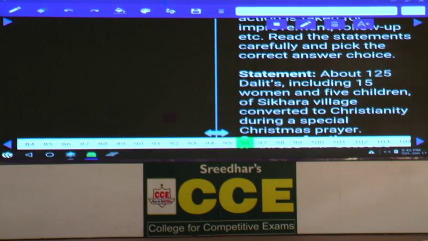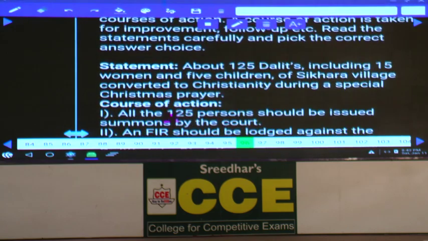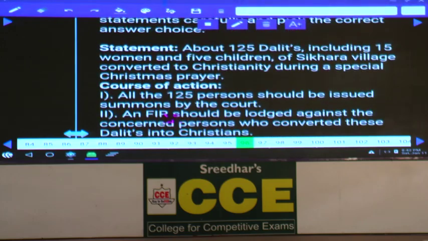Question number 96. Now in this 96, what is the information we have? About 125 Dalits, including 15 women and 5 children of Sikhara village, converted to Christianity during a special Christmas prayer. Now in this one, is there any problem in the statement? See here, in the course of action, what will be given?